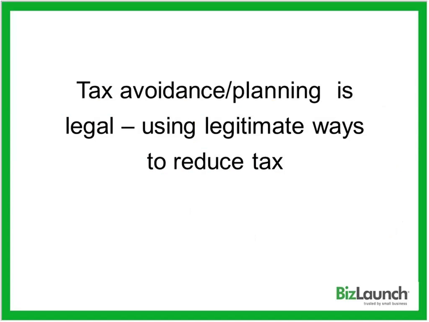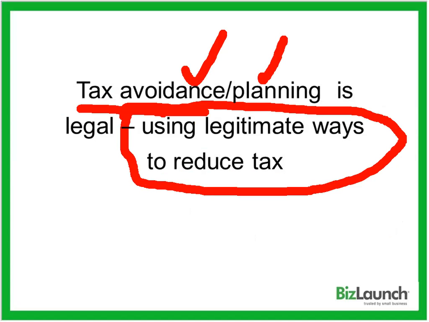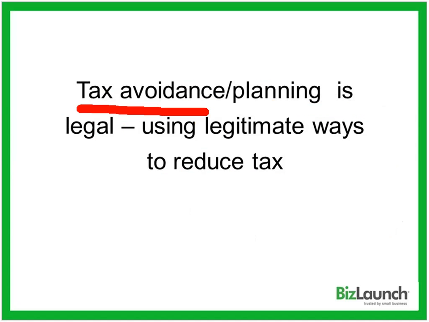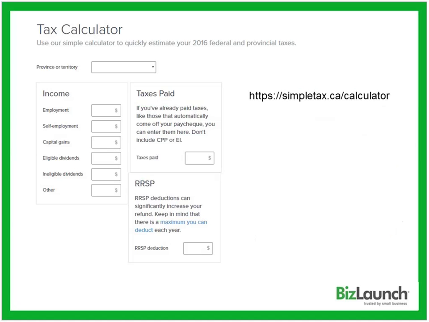So there's an example. But tax avoidance is legal. So tax avoidance and tax planning is legal. This is using legitimate ways to reduce your taxes, legal ways to reduce your taxes. I'm going to explain to you a couple of ways that you can do it, which are very simple, but very effective. Just before we do that, I'm going to show you an example of how you calculate how much taxes you have to pay.